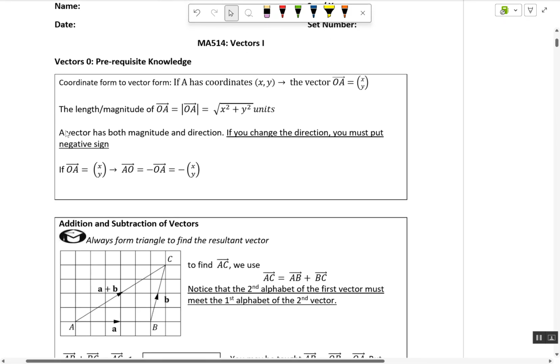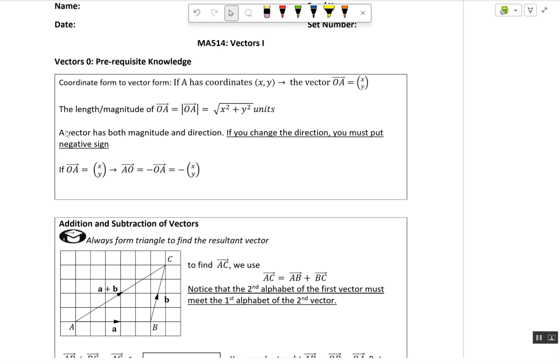Before we start learning vectors at JC, let's recap some of the things that we have learned in vectors in two-dimensional space in secondary school, in O levels. If A has coordinates x, y, and we put it in vector form, it must always start with O. This is also called the position vector. In this chapter, you will see a lot of position vectors.